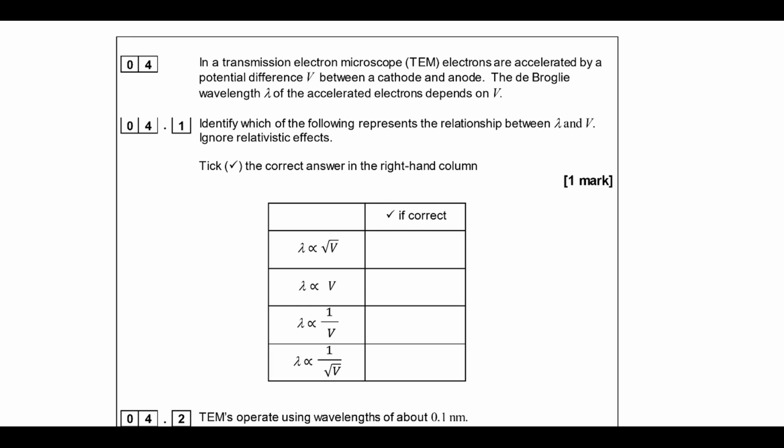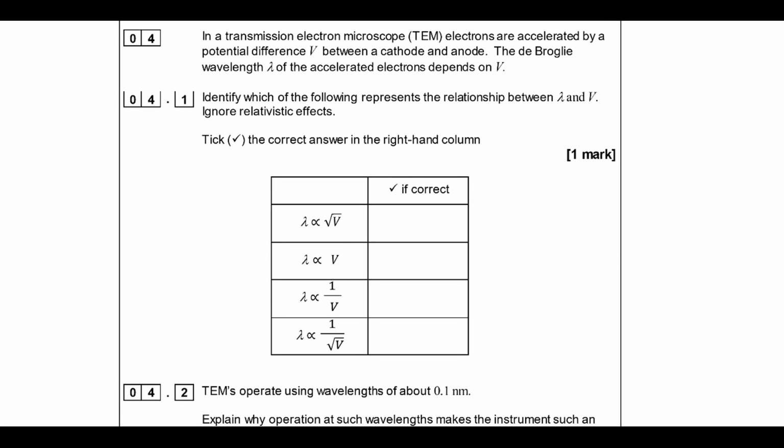So we're going to look at a transmission electron microscope where we're accelerating electrons using a potential difference, and we want the wavelength to obviously match up with whatever our sample is, so we're going to have a potential difference equivalent to that. So identify which of the following represents a relationship between lambda and V.